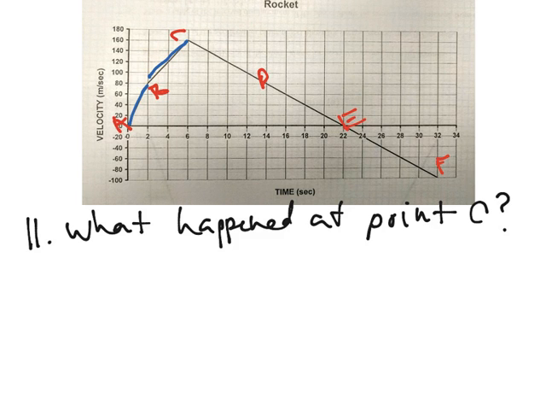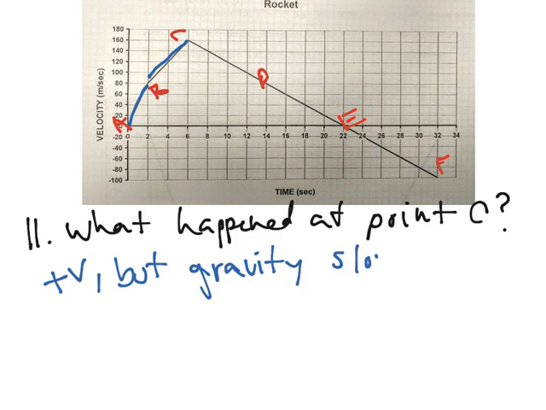It's not falling yet at point C, but it stopped going up. It stopped accelerating. It's now decreasing velocity, but still going up. So this is the point where it still has positive velocity, but now gravity is starting to pull it down. So gravity is slowing it down. That is what's happening at point C, where now all engines have burned out.